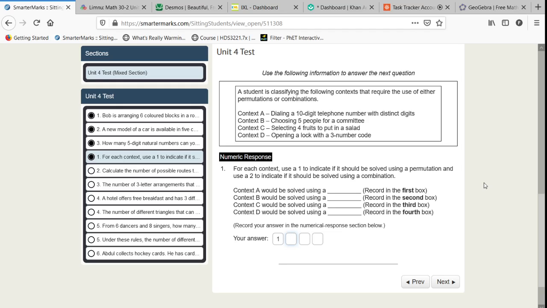Choosing 5 people for a committee. Yeah, that's a combination. The word choose is usually a giveaway for a combination. Selecting 4 fruits to put in a salad. Yep, that's a combination. And opening a lock with a 3-number code. Yes, because again, if order doesn't matter, your security is terrible.